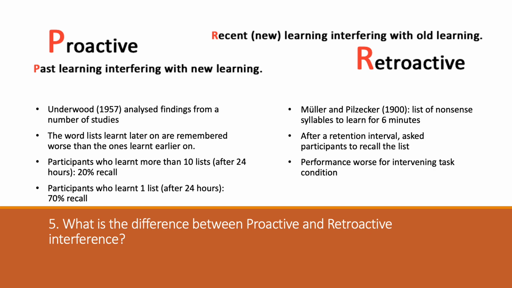Retroactive was studied by Muller and Pilzecker, who gave participants a list of nonsense syllables to learn for 6 minutes. And then some participants were given a retention interval, so they were asked to describe 3 landscapes, and then they were asked to recall the lists. Some weren't given this retention interval, and they found that performance was much worse when there was an intervening task, because the recent information for describing the landscapes was interfering with the old information of learning the nonsense syllables.